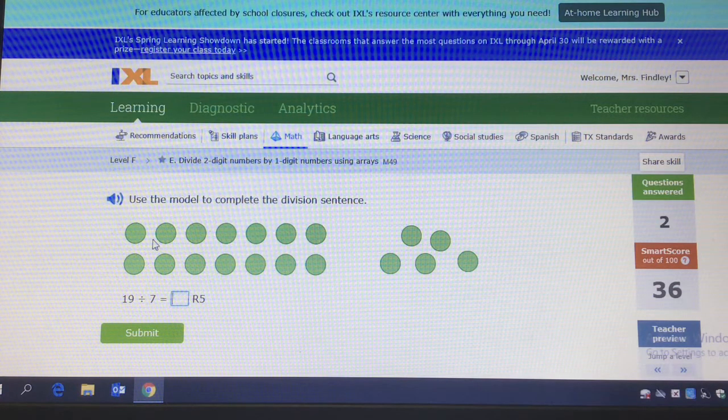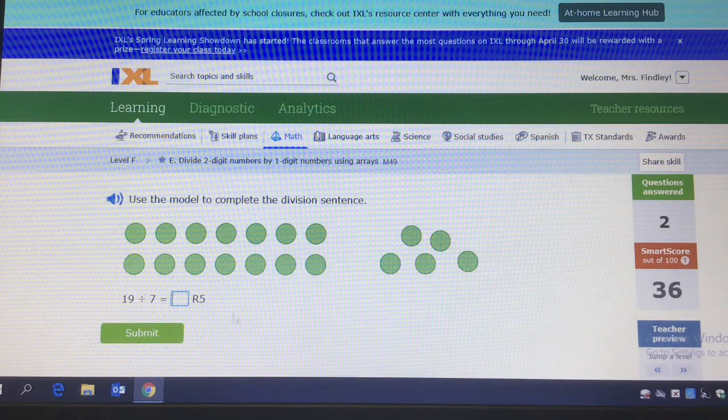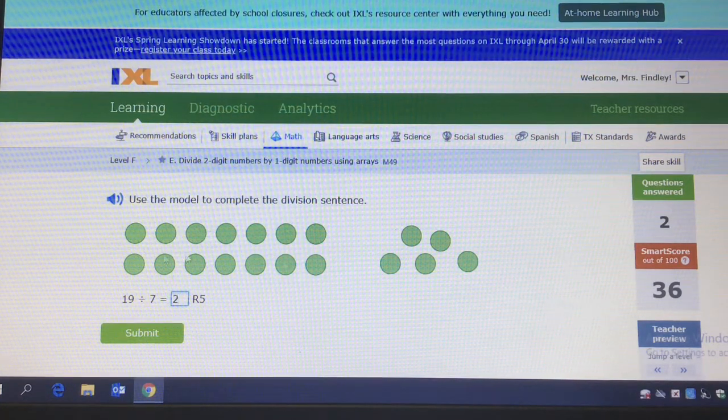Okay, so where are my 7 groups? The groups don't run this way. This is not 1 group and then 2 groups. We need to go this way. So this is 1 group, 2, 3, 4, 5, 6, 7. So there's my 7 groups. How many did they get in each group? There's 2. There's 2 in each group. They did not have enough to put 1 more into each of the 7 groups. They only had 5 left over. They would have needed 7 to put 1 more in each group. So they have a remainder of 5, and they had 2 in each group. Okay.